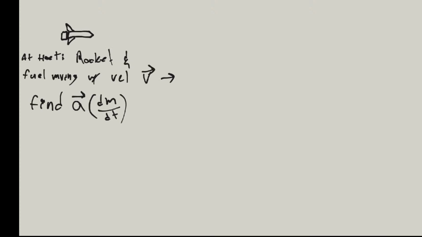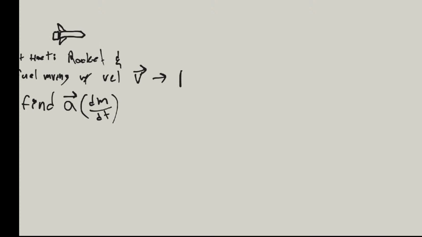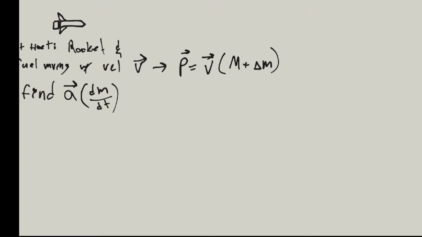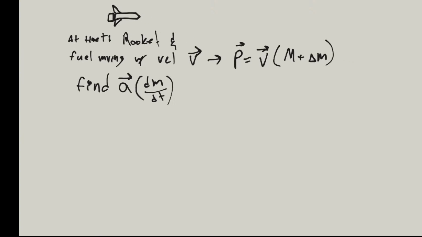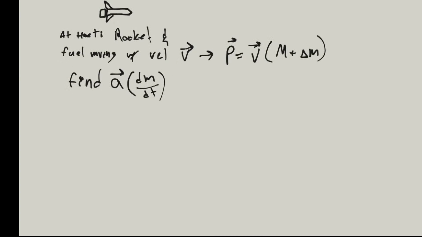We could think about this: since we know the velocity, we know the momentum of the rocket and the fuel, so p equals the velocity times the mass of the rocket and the fuel that's in the rocket plus delta m. And this delta m is an interesting idea. Delta m is the small amount of fuel that's about to be shot out of the rocket, right? So the momentum is the velocity times the mass of the rocket plus delta m. Okay, and we want to find acceleration in terms of dm over dt.